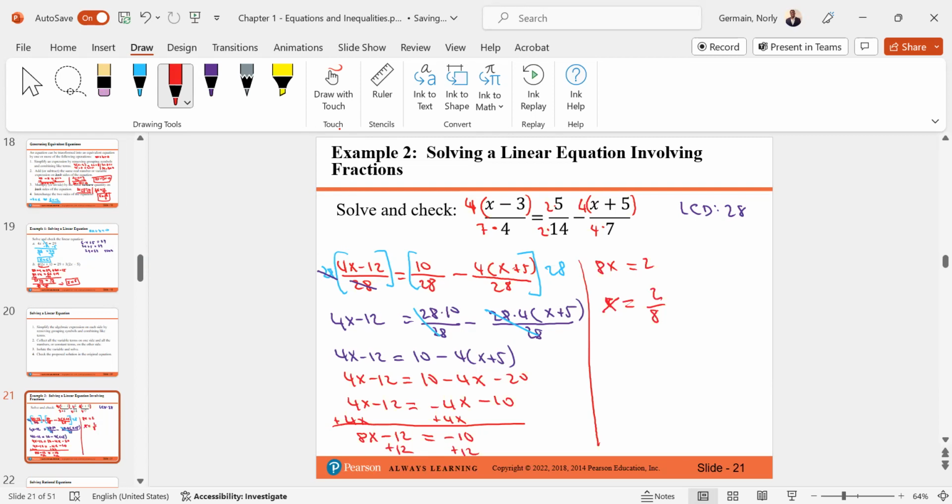I think I made a couple of mistakes. Let's see. We have 4x minus 12, that's correct. 2 times 5 is 10, that's correct. Negative 4x minus 20. So what didn't I do correctly? Oh, I see what happened. I multiplied by 4, but okay. So I'm going to erase this part because I multiplied.